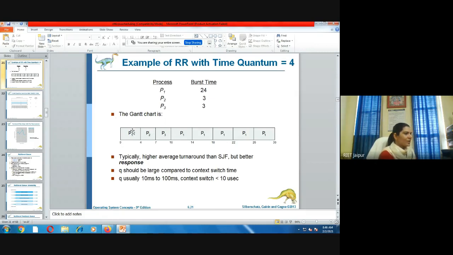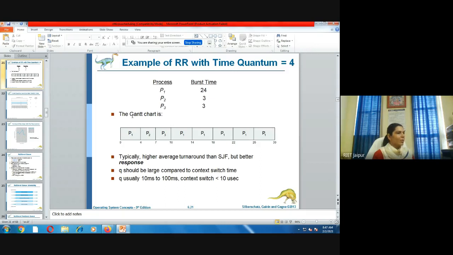Now we have only the P1 process in the queue. It will not happen that the remaining 20 units of burst time are allocated all together in a sequence, from 10 to 10 plus 20, directly 30. No. After 4 units, again the timer will expire. At 10, the second round starts. So here we'll allocate first P1.